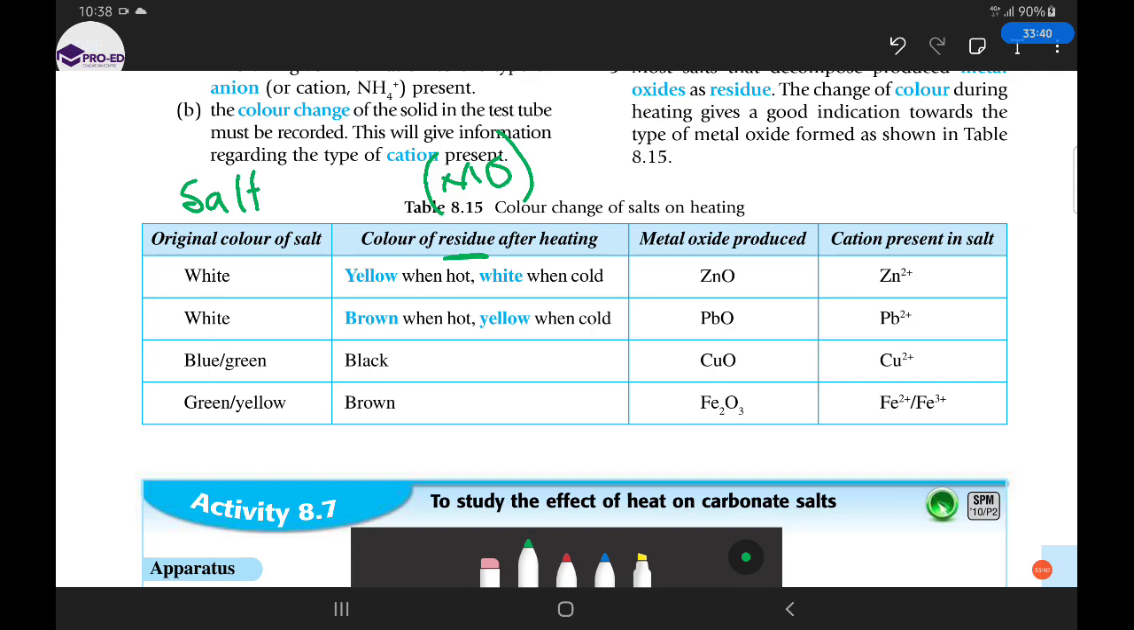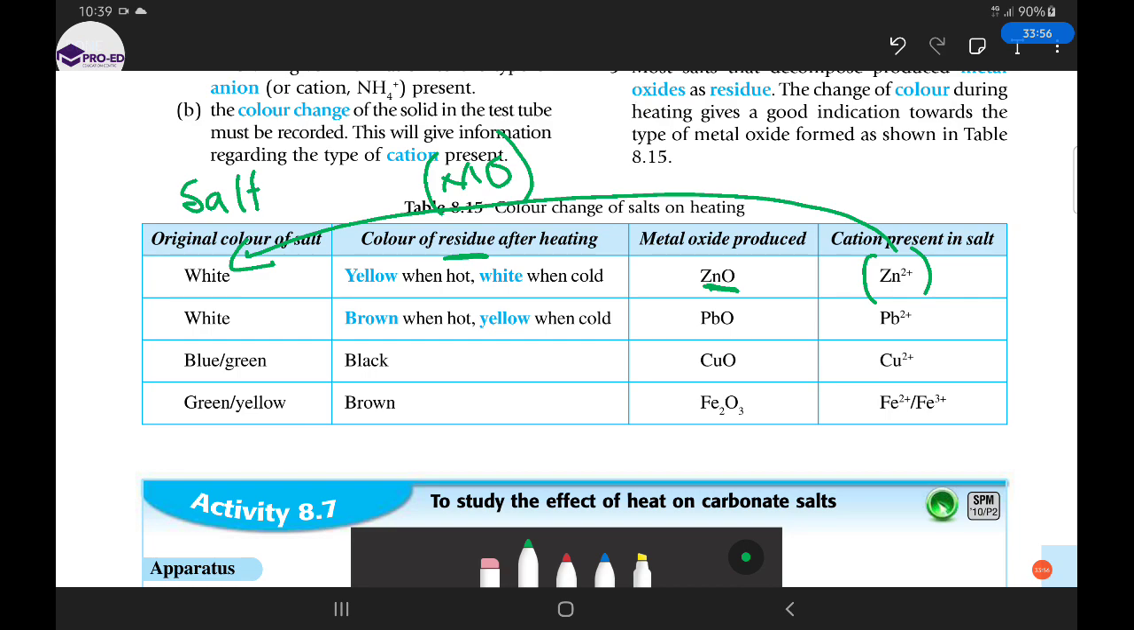So this metal oxide was yellow when hot, white when cold. That means it is zinc oxide, because when you heat zinc oxide, it will be yellow in color, and as it cools down, it becomes white in color. So it proves that zinc ions are present in this original salt.